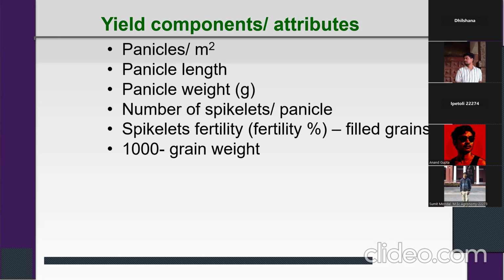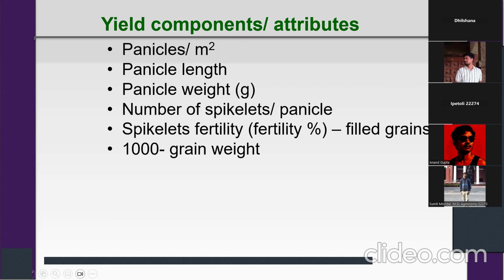Then 1,000 grain weight, of course, has its own weight and contributes to the grain yield. Normally, if your grains are thin and their 1,000 grain weight is low, their yields will be lower compared to grains which are thick and bold, in which case you will generally get more yields. So these are the yield attributing components.